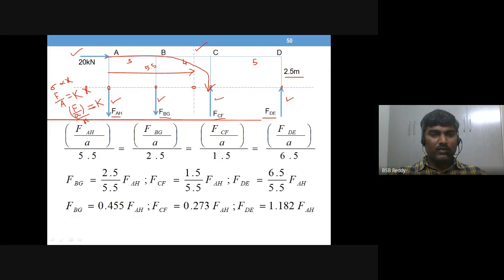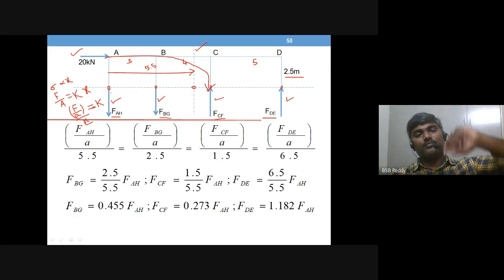Column axial load divided by column cross-sectional area, the whole divided by the distance, is equal to some constant k, a proportionality constant. Likewise, you do it for all the columns. So now what is x? It is the distance of a column that you have taken from the CG line. Got it? So from the CG line, what is the distance?